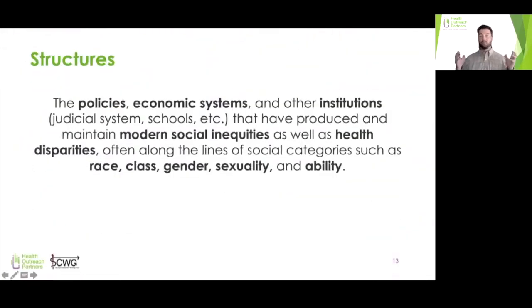So again, with structures, we're looking at the policies, economic systems, and other institutions that have produced and maintained modern social inequities, as well as health disparities, along the lines of social categories such as race, class, gender, sexuality, and ability.